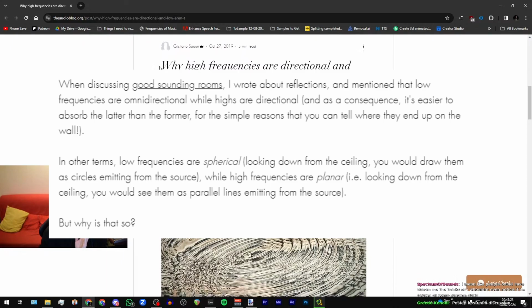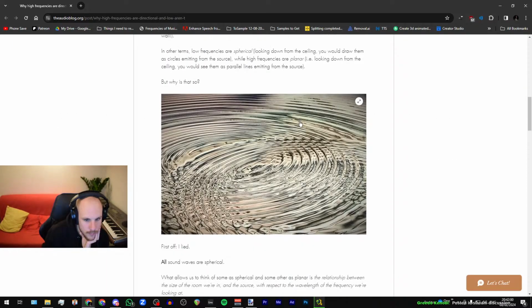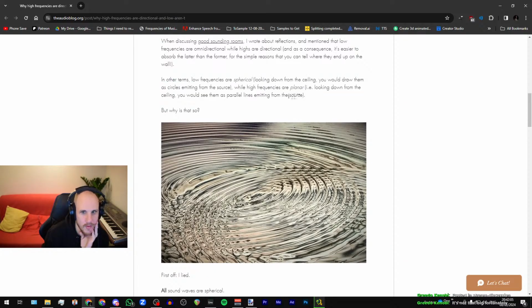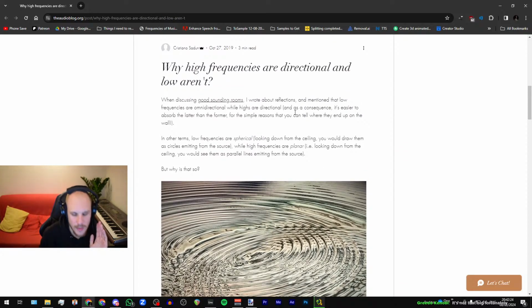In other terms, low frequencies are spherical: looking down from the ceiling, you would draw them as circles emitting from the source. While high frequencies are planar, i.e. looking down from the ceiling, you would see them as parallel lines emitting from the source. I would like to see these diagrams drawn out because I don't know what they are interpreting. Not to kill the messenger, but if I were to present something like this at the university that I would study, the professors would say this is way too vague. What kind of source?